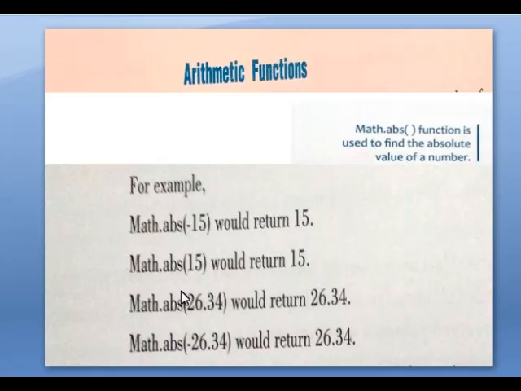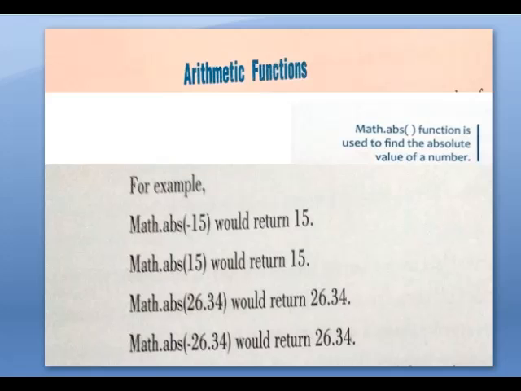For example, Math.abs of 15 would return 15. Math.abs of 26.34 will return 26.34. If it is a negative number, then also the answer is a positive number. So this is the use of Math.abs.